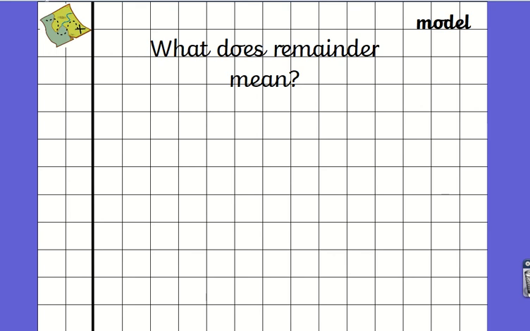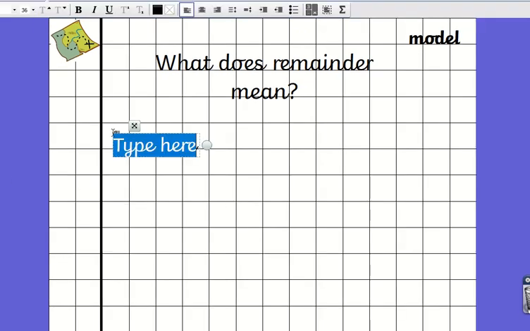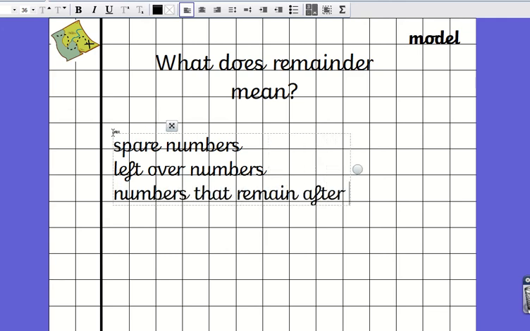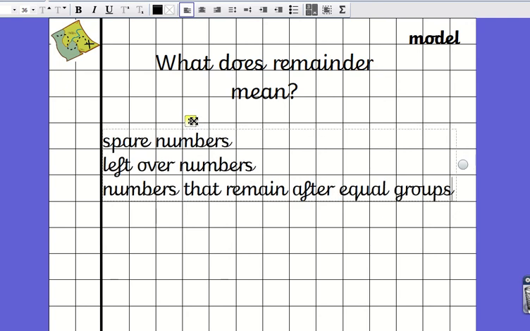So just quickly then, what does remainder mean? As we know from the last couple of days, it means spare numbers. It means leftover numbers, the numbers that remain after equal groups. Okay, so that is how you can describe a remainder.